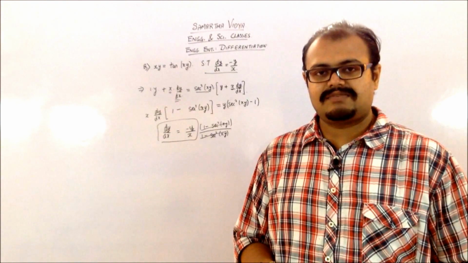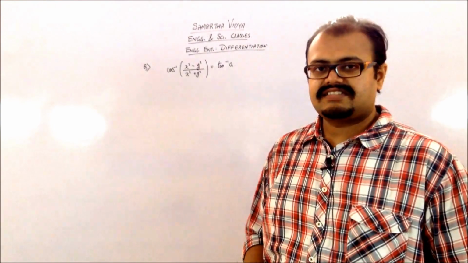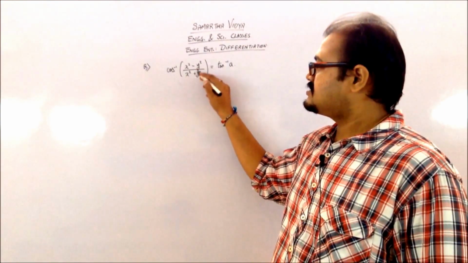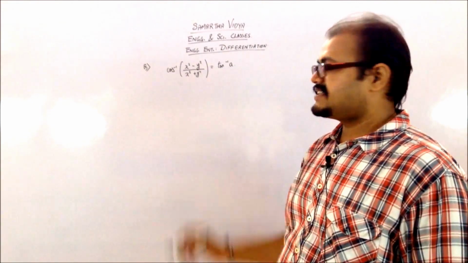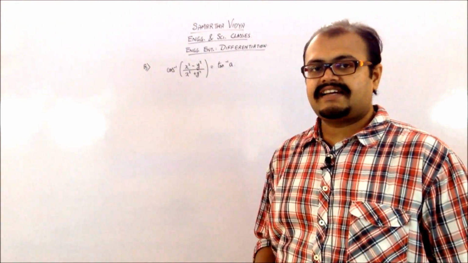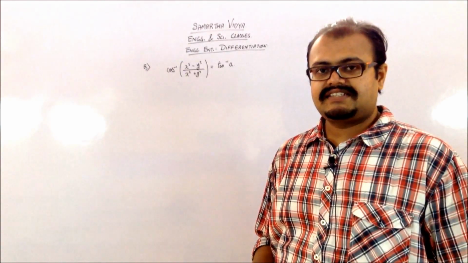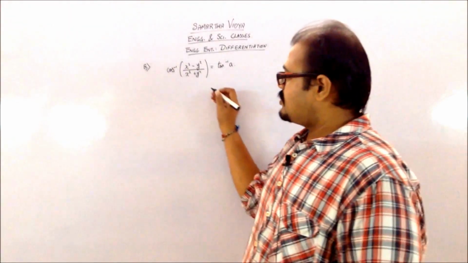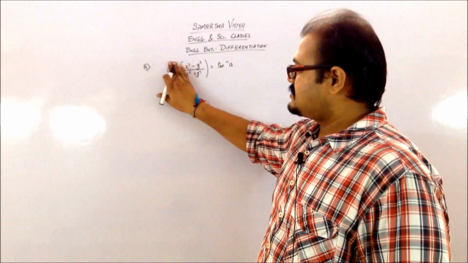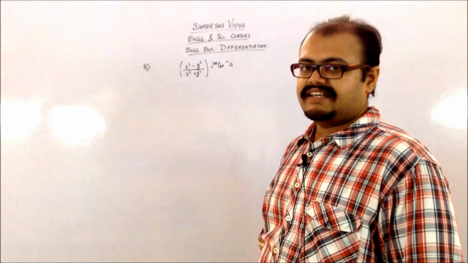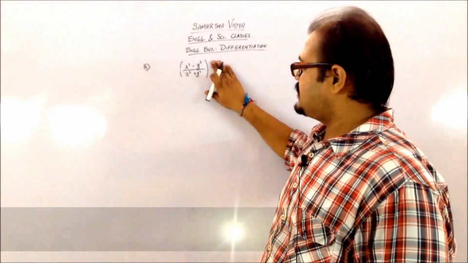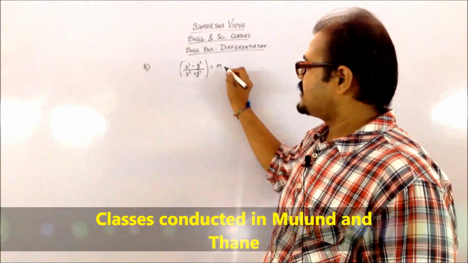Let's see one more type of question. This question is given to me: cos inverse of (x square minus y square) upon (x square plus y square) is given as tan inverse a, and I need to find the derivative. So what you can do is simply take this cos inverse to the other side. That will be cos of tan inverse a, and let us take that term as my m.